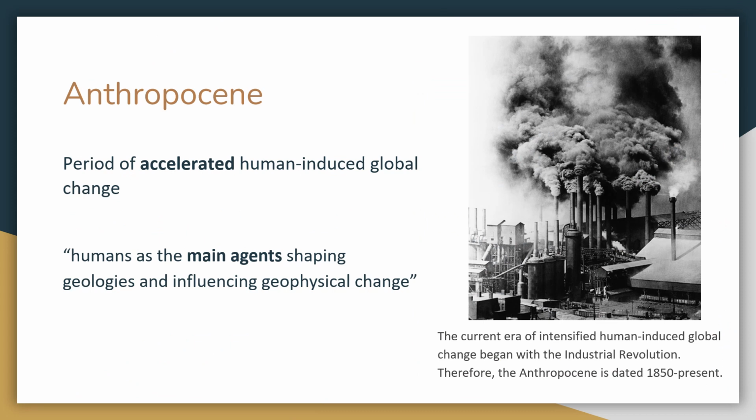The definition I gave previously is that the Anthropocene is considered a period of accelerated human-induced global change. So humans are now considered the main agents shaping many of the geophysical cycles of our Earth.